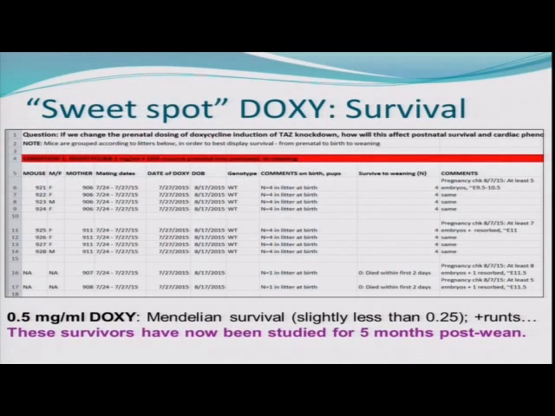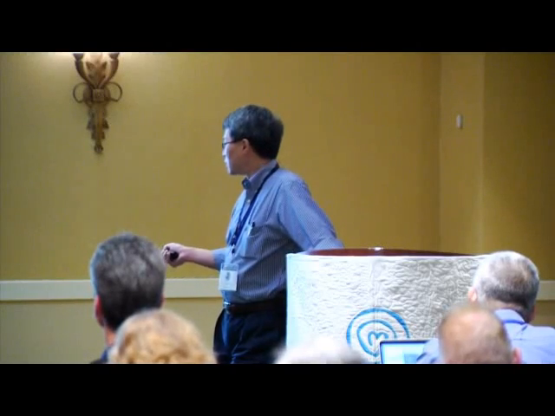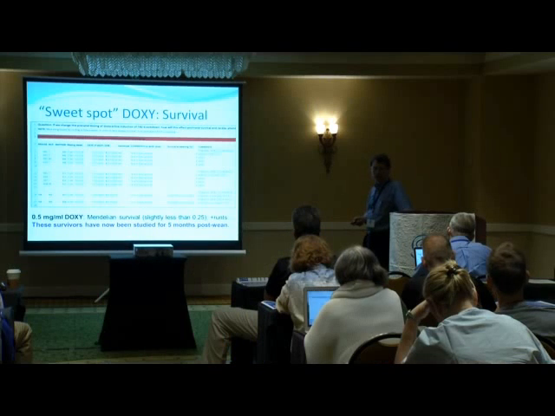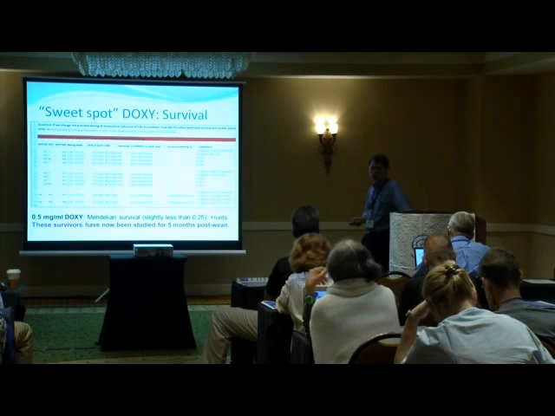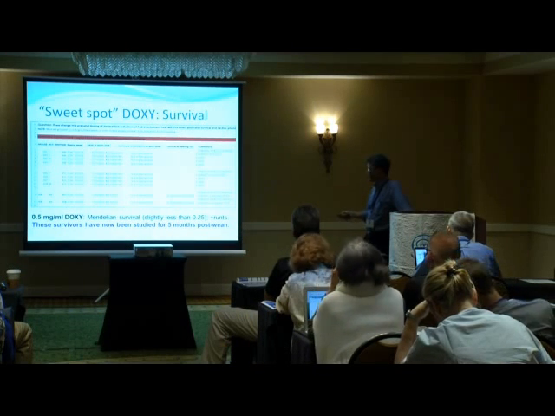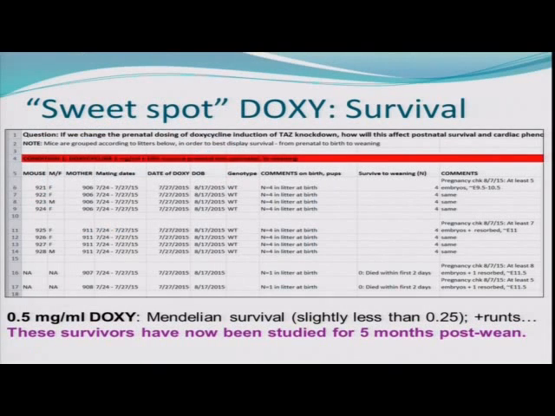At 1 mg per mil, this is just from my Excel spreadsheet, basically no tafazzin mice were born. So 1 mg per mil did not seem to be a good dose. Everybody died. At 0.25 and 0.5 mg per mil prenatally, we in fact had pretty much Mendelian survival. The 0.5 dose gave a slightly lower number of the TAZ mice, and we saw some runts. It was quite obvious. We had about 8 runts out of 50 or so pups.